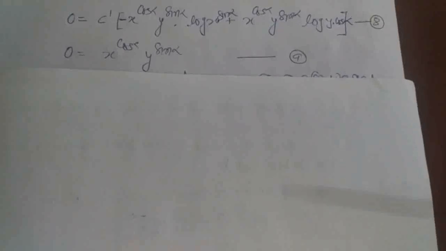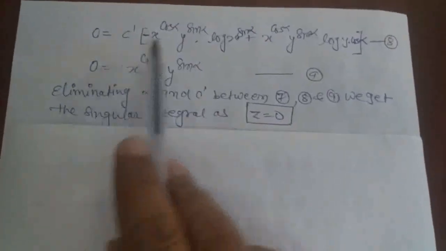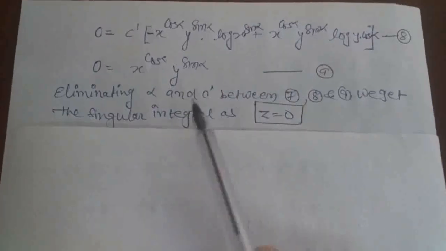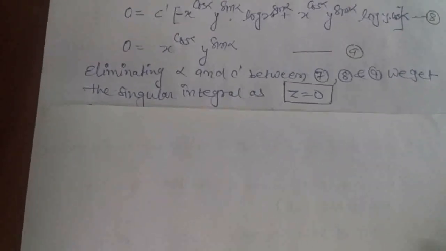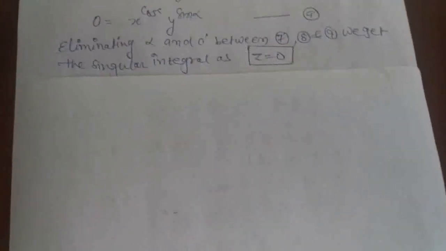Now we eliminate alpha and c dash between 7, 8 and 9. So we get z equal to 0. Now the value of this is 0. Putting this value here, we get c dash is 0 and alpha is 0. From equation 7 we get z equal to 0. So this is the singular integral of the equation first.